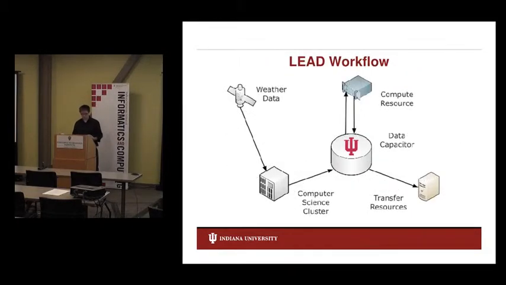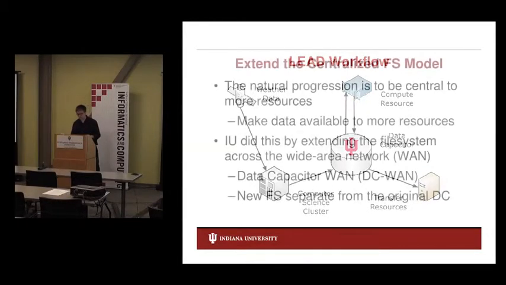So data comes in from whatever source, meteorological data, NOAA data, comes in, is pre-processed on a cluster in the computer science department that mounts the data capacitor over 10 gigabit Ethernet as well. Write it to the data capacitor. People that compete in the challenge can use IU's compute resources to make their predictions, their forecasts, and write that data to the data capacitor and can store it there. And then there's also transfer resources such as Grid FTP where they can transfer their data to wherever they want. So again, making use of the centralized file system resource at IU called the data capacitor.